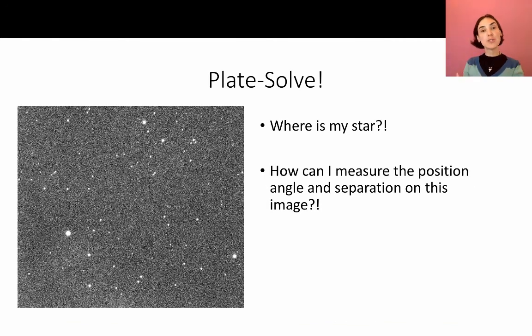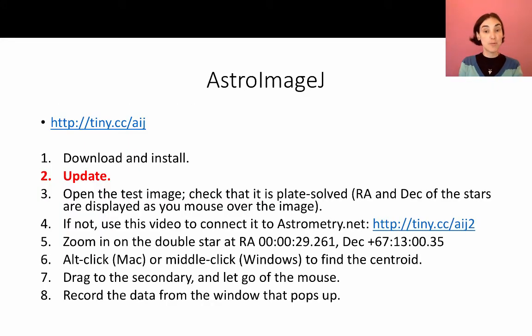So you're going to do some analysis of a sample image file that's already there. And the first thing you'll notice when you call up the sample image file is that it's just a star field. How do you even know where your star is? Where is your double star? How can you measure the position angle and separation if you can't even find it? So the first job is to find your star. And luckily, Astro ImageJ will do most of that for you.